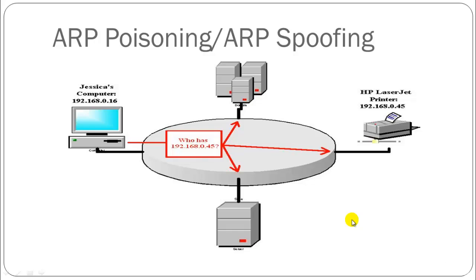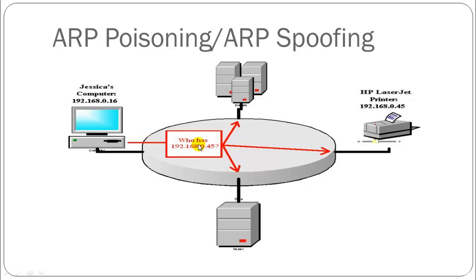So that means if you are poisoning the ARP, then spoofing is automatically happening in the background. As you can see, we have two computers. One is the original computer, this is the server through which it goes, and I am the attacker over here. And this is the HP LaserJet printer, and this is its IP address.